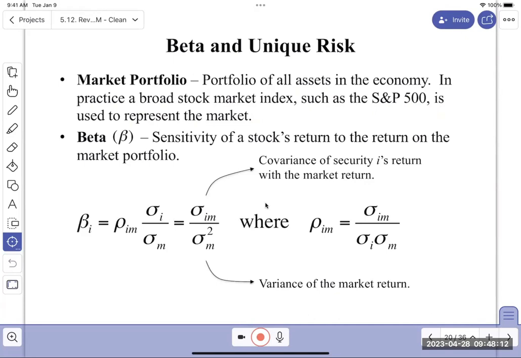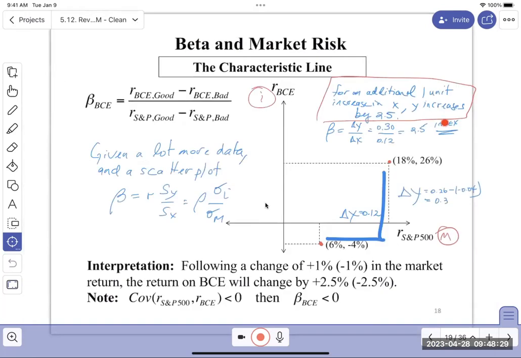So beta is a sensitivity of stock returns to the return on the market portfolio, right? So that's how we're going to talk about its sensitivity. You understand it as the change in Y over change in X. And what I told you here, for an additional or marginal effect, for an additional unit increase in X, Y increases by the B, the slope.